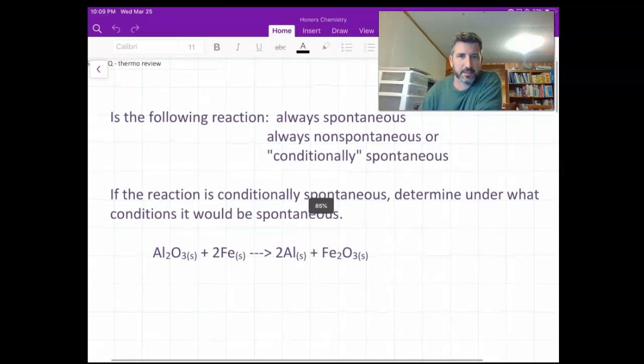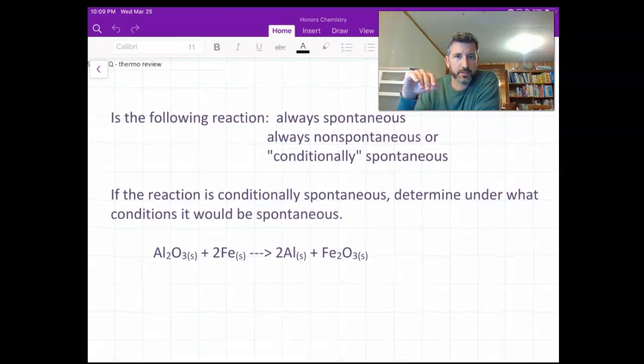And you probably want to write this down, so pause at any point and write down the question. But it says, is the following reaction always spontaneous, always non-spontaneous, or conditionally spontaneous? And what we mean by that is that temperature is, of course, involved.